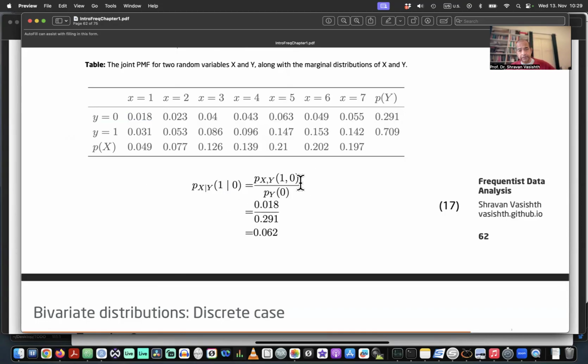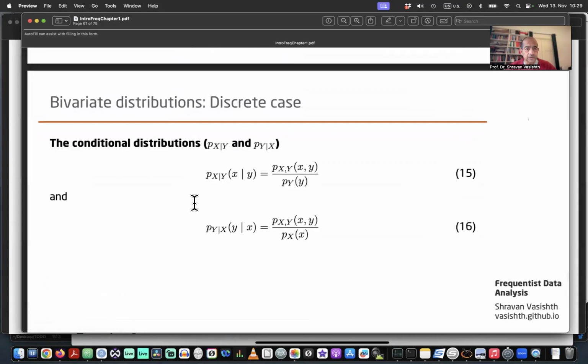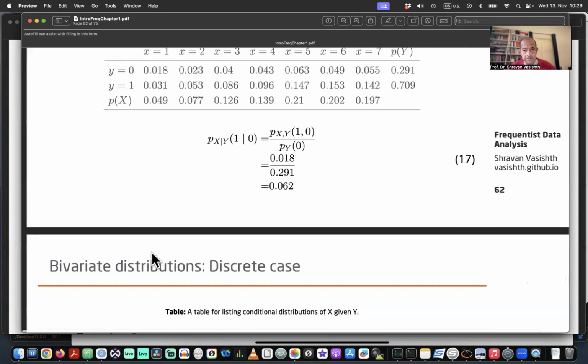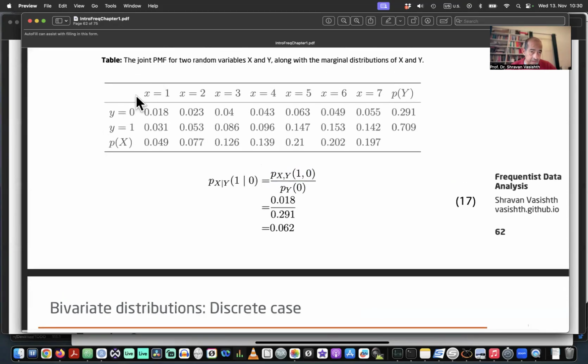And using the conditional distribution rule, the definition that I gave you for computing conditional distributions, just plug in the values. You take the joint value of x equal to 1 and y equal to 0, which is 0.018. That's this number here, divided by the marginal probability of y being equal to 0. So I can look that up. Where is y equal to 0? Here, the marginal distribution I computed earlier, 0.291. So that goes there. This is the conditional probability of observing x equal to 1 when y is equal to 0.